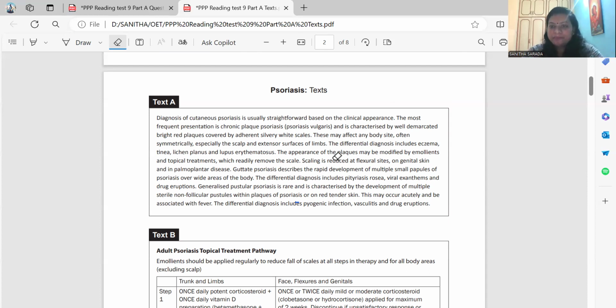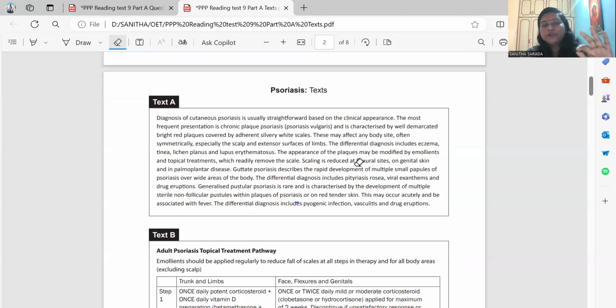Before giving you some information about OET reading, it is very important to understand the type of questions in OET reading. It is very, very important. Try to understand the type of questions and the meaning, what it is actually asking. If you do not understand the question, it is very difficult to find the answer.